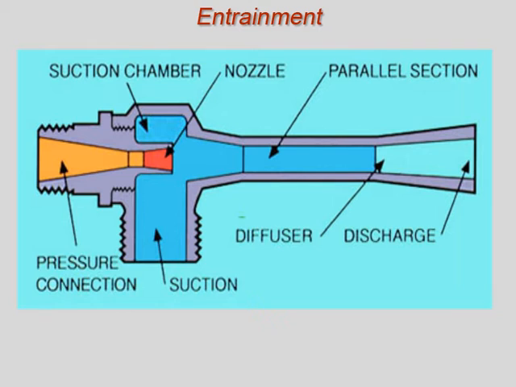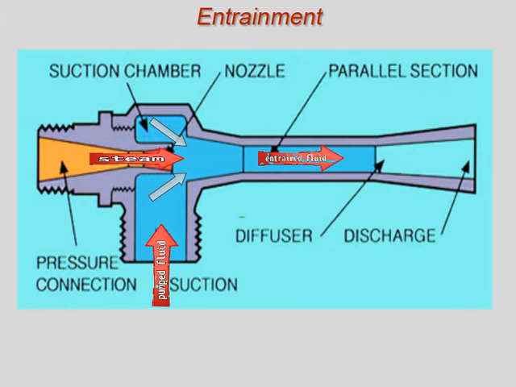A jet pump uses entrainment to function. Entrainment is a process by which the molecules of one fluid are carried along with a higher velocity fluid. If steam or air is supplied to a nozzle, it will increase the velocity so a high-speed flow exists. This high-speed flow carries molecules from the suction chamber along with it. This creates a low pressure in the suction chamber which draws the fluid being pumped into the suction chamber where it is entrained with a high velocity flow.